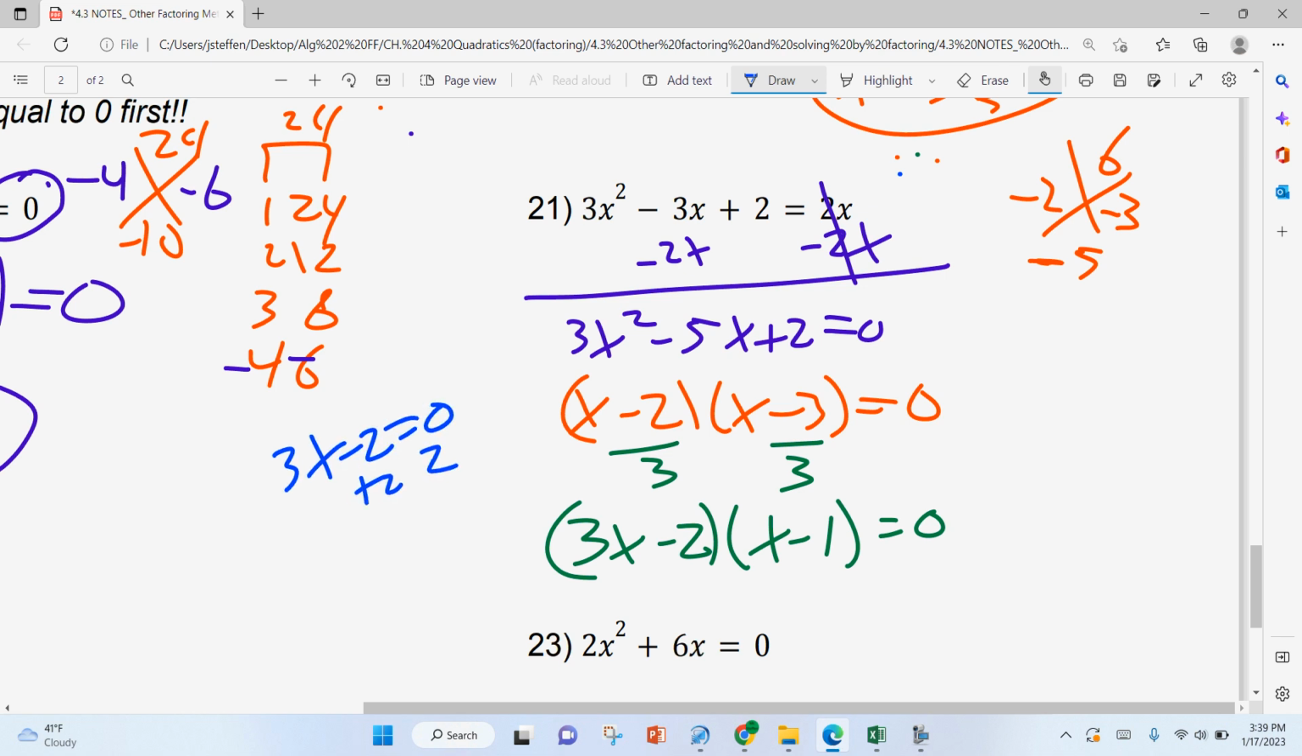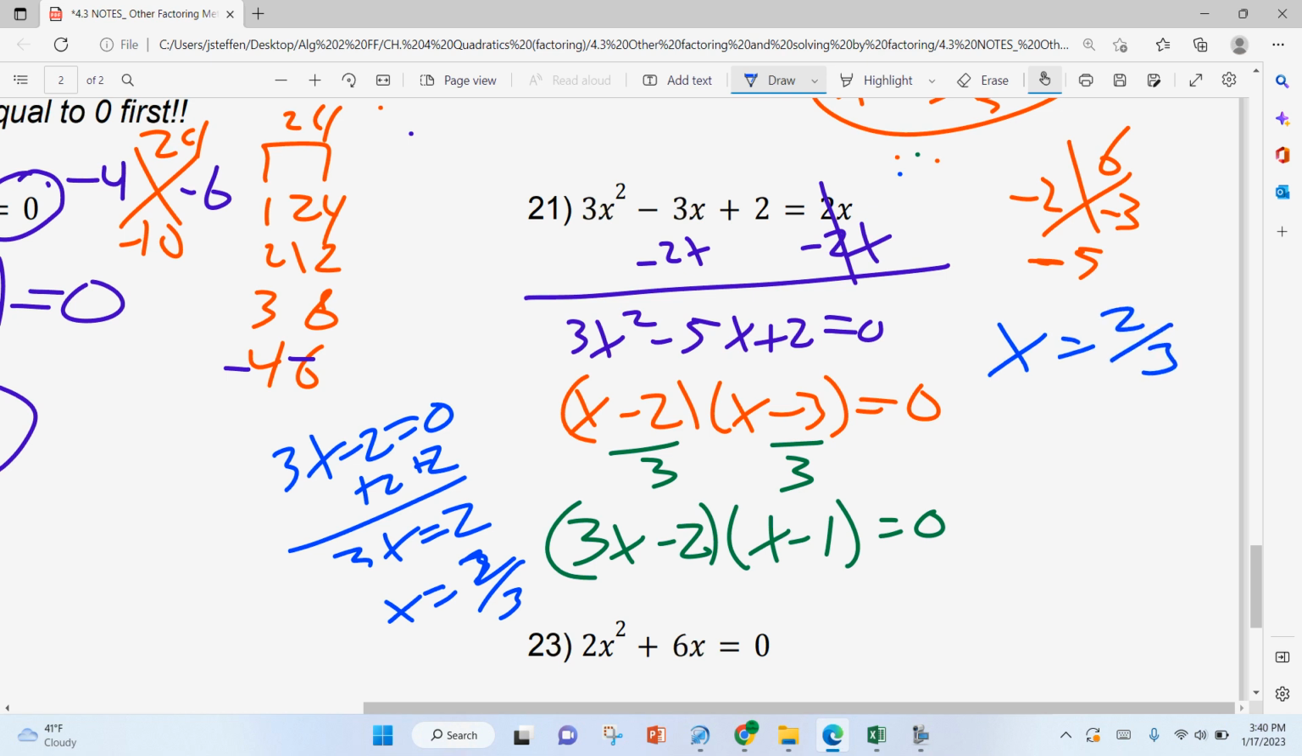So add 2. 3x is equal to 2. Divide both sides by 3. So you get 2/3 for that. And then this one, just x is equal to positive 1. That is your answer.